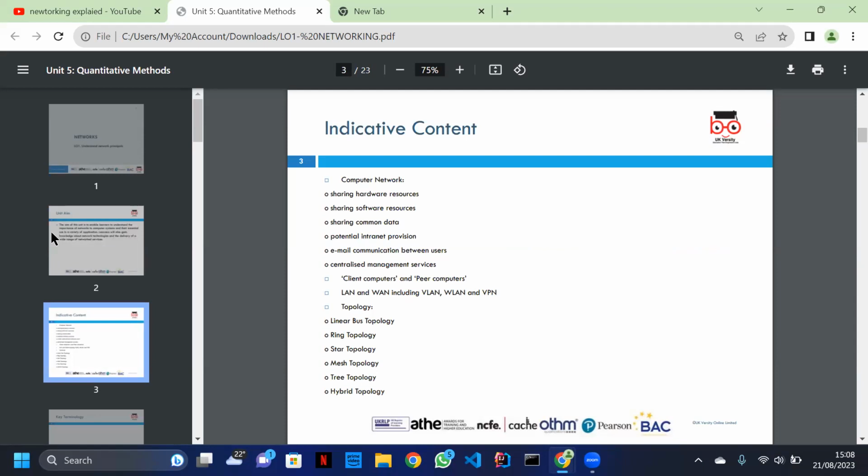So we'll have a couple of indicative contents from here. We'll look into sharing hardware resources, sharing software resources, sharing common data, potential internet provision. We'll also look into concepts like client computers and peer computers. Then we'll look into analyzing what a LAN, a WAN, including VLAN, and so on are. And then we'll look into topology: linear bus topology, ring topology, star topology and mesh.